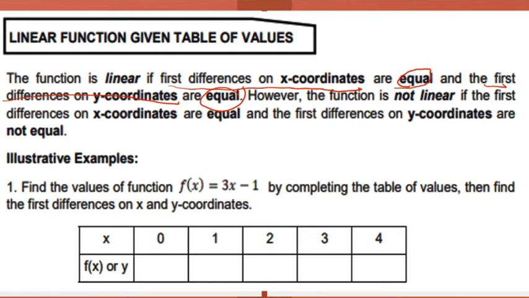So, let's have an example. Find the values of function f of x equals 3x minus 1 by completing the table of values, then find the first differences on x and y coordinates. Para malaman natin yung differences sa x and y coordinates, kailangan meron tayong f of x or y. So, kukompletuhin muna natin ito. Paano natin siya kukompletuhin?